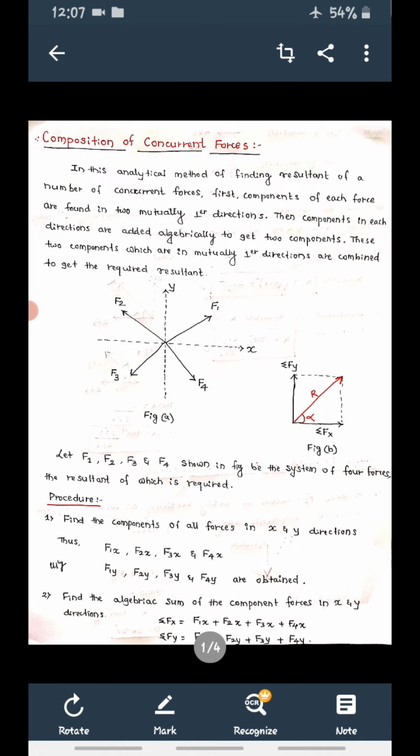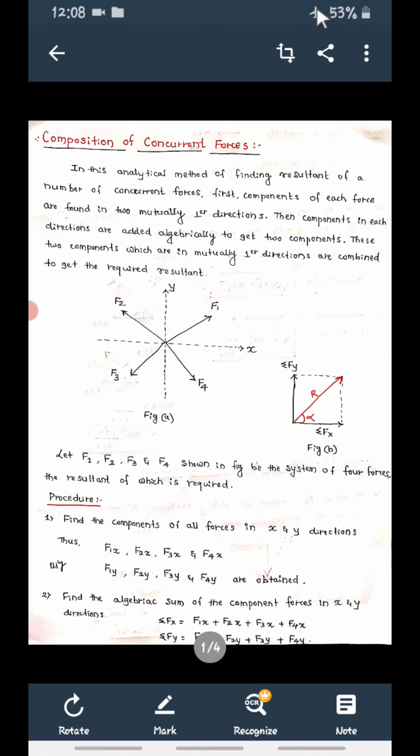So before going into the problems, that is how to find out the resultant of a number of force system, when the number of forces are acting on a body, how to combine this and how to find out a single resultant. Already the equation we have seen in the previous class, so we'll go to that session.